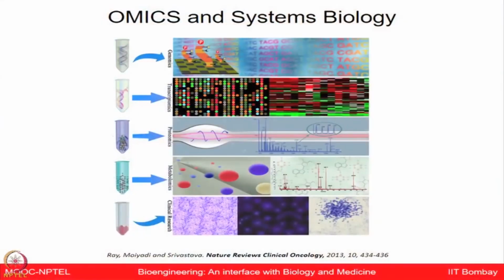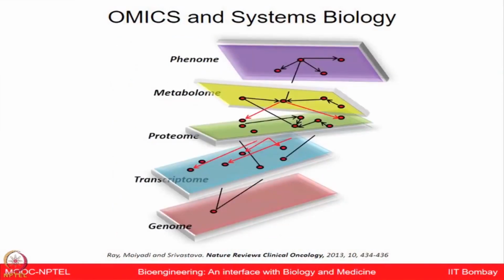So, the field which is emerging now is omics and systems biology, where along with clinical information we obtain data at the gene level, genome, transcript level, transcriptome, protein level, proteome, metabolites at the metabolome level, and phenotypic behavior at the phenome level. Together, integration of that could be very powerful. And this entire field is generating so many large data sets, which come under big data.